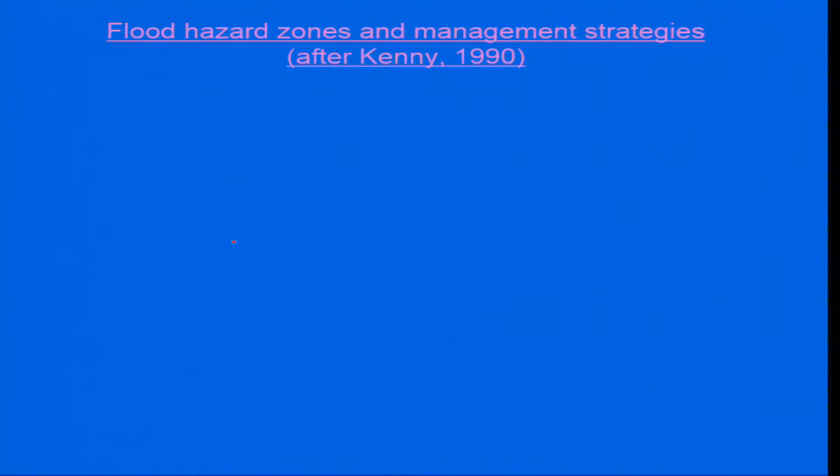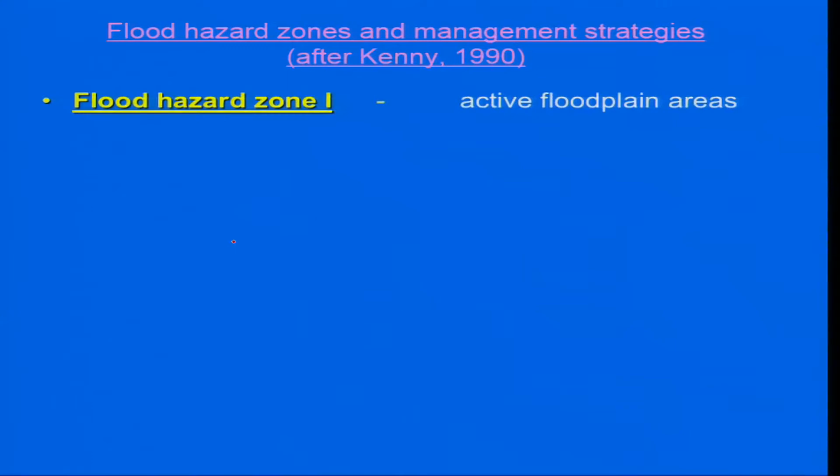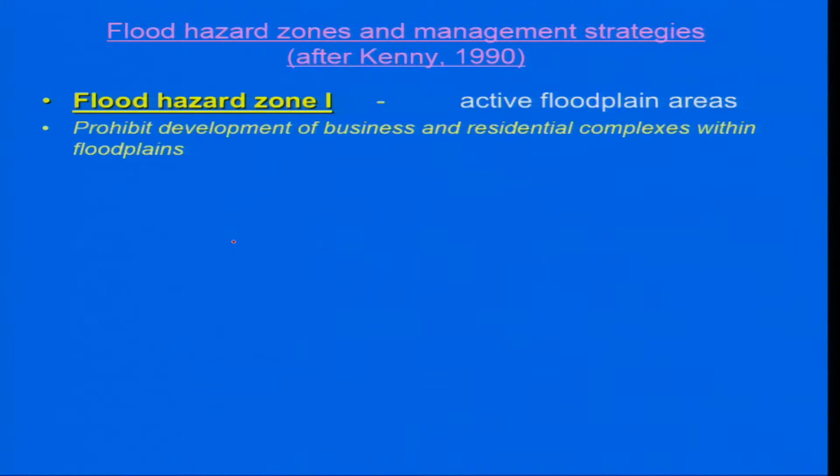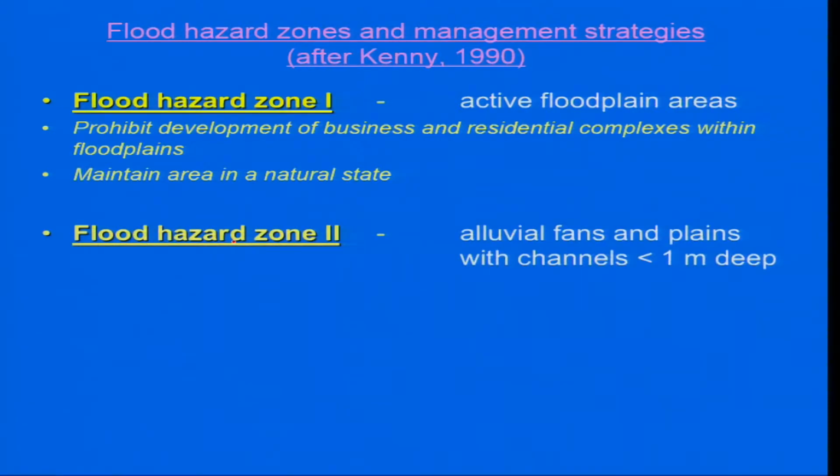If you take flood hazard zones and management strategy into consideration, flood hazard zone 1 is what we consider active floodplain areas. We should prohibit development of business and residential complexes and maintain the area in a natural state. In zone 2, alluvial fans and plain areas, these are the areas with channels having depth less than 1 meter.